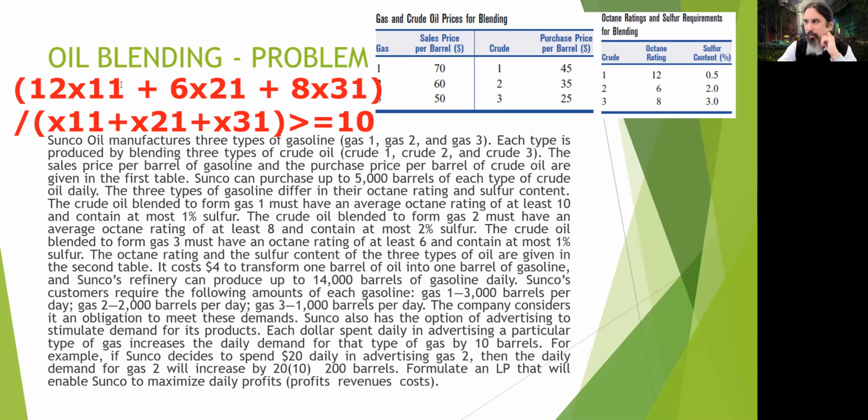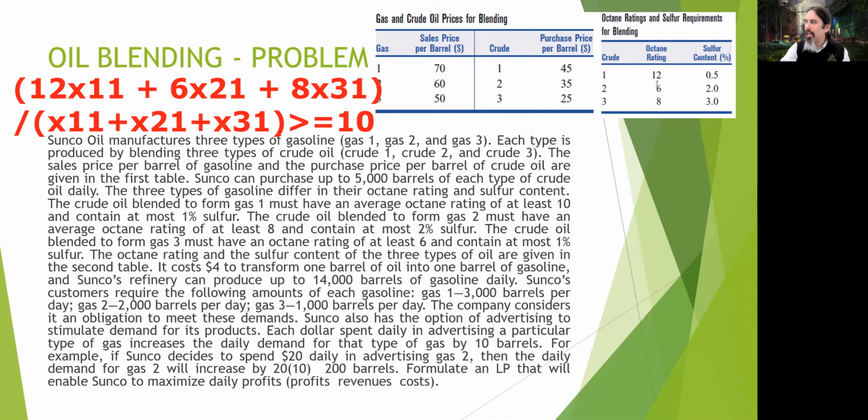So as it's for gas 1 only, the gas part is stable. It's the same always, but the oil part is changing. So 12 times, well, how many barrels of oil have I used for the first oil? 6 times the number of barrels of oil 2, and 8 times the number of barrels of oil 3. This is the total number of barrels I have used. So I'm just taking over here this one. This is the total octane rating I have divided by the total number of barrels. I'm just taking a weighted average over here. That's all I'm doing, okay? This is just a weighted average. This weighted average should be greater than or equal to 10.